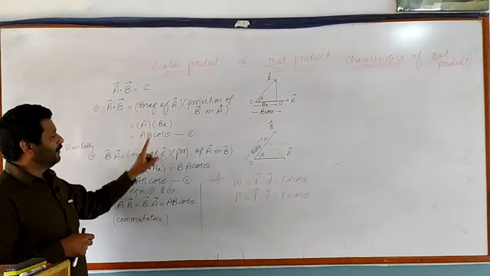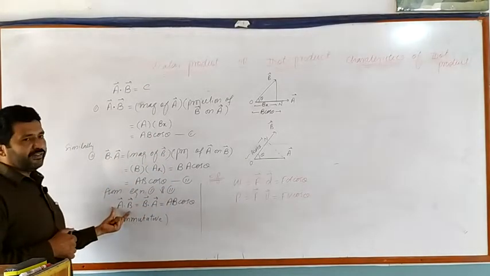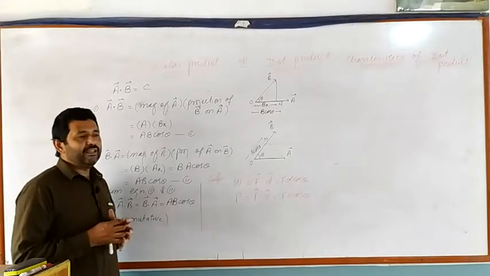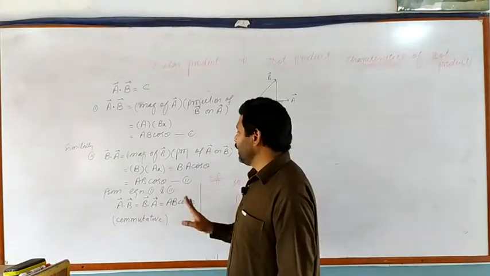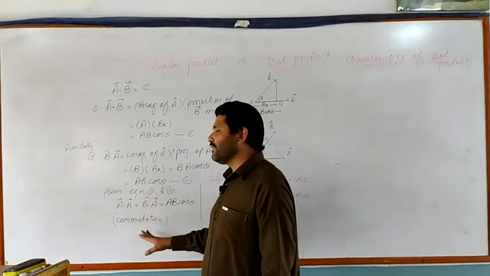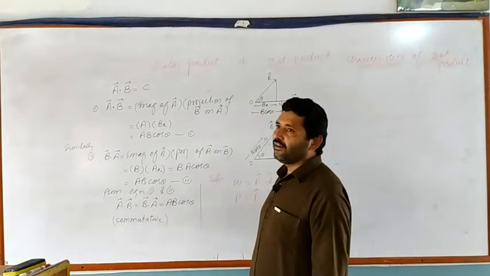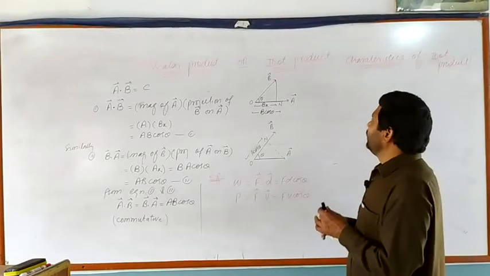From equation number 1 and equation number 2, we can write vector A dot vector B is equal to vector B dot vector A is equal to AB cos theta. So dot product of vectors is commutative. We can say that the dot product of vectors is commutative.